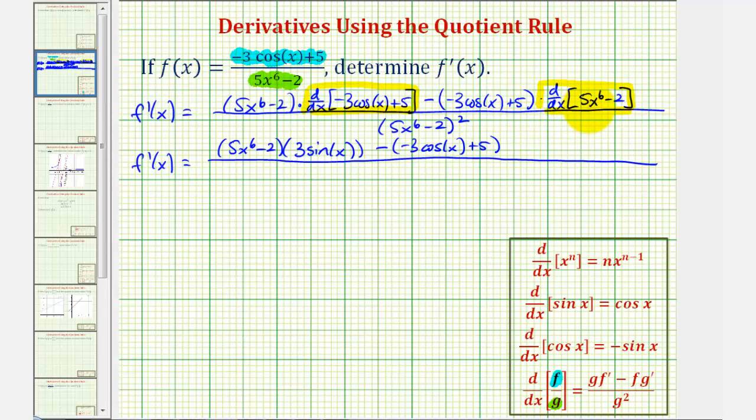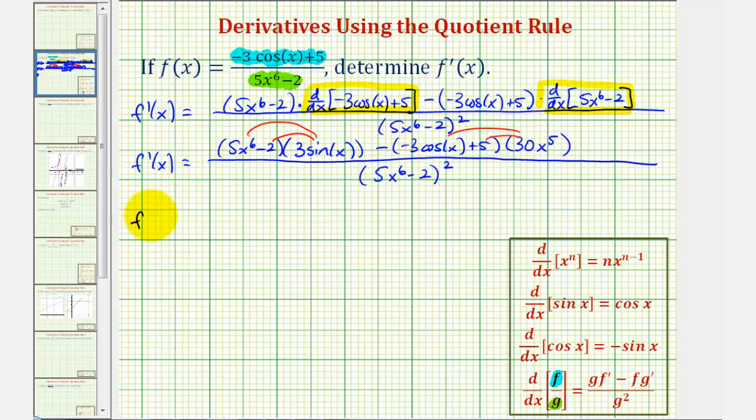times the derivative of 5x to the 6th minus 2. The derivative of 5x to the 6th would be 30x to the 5th. And again, the derivative of a constant would be 0. Denominator stays the same. If we're not required to simplify further, we could go ahead and stop here. But I'm going to go ahead and continue. I'm going to go ahead and distribute the 3 sine x here, and distribute the 30x to the 5th here.